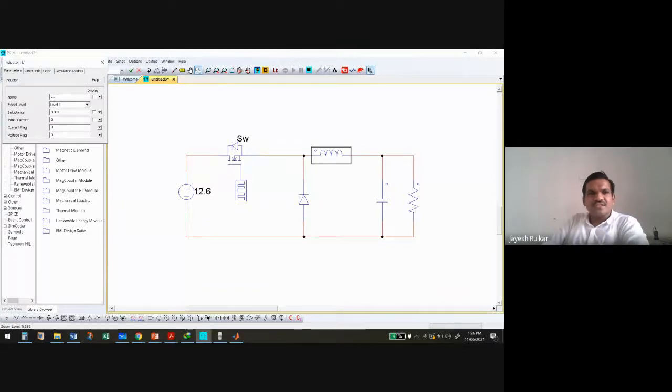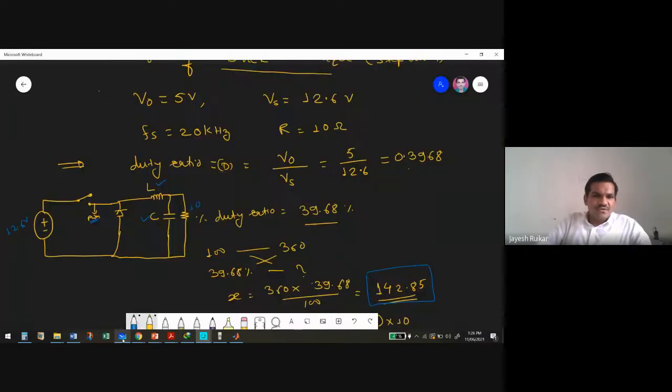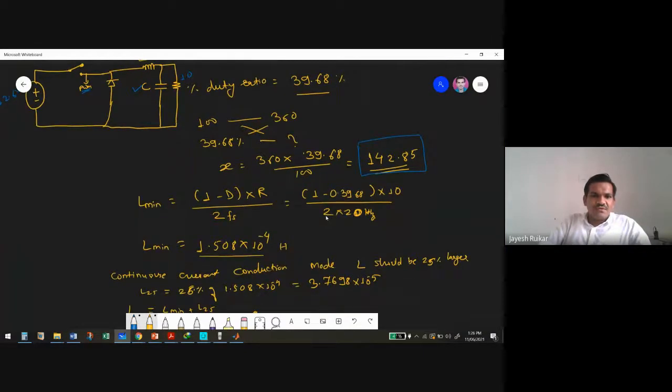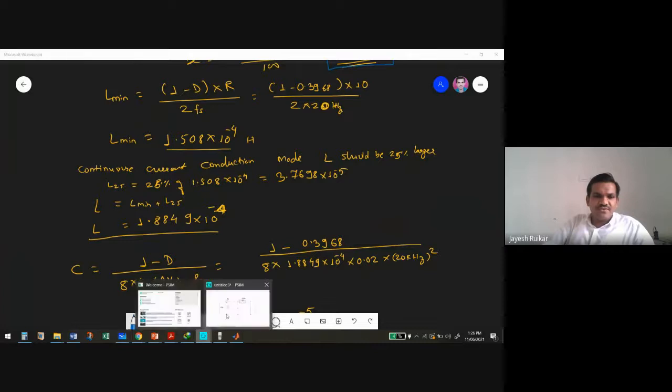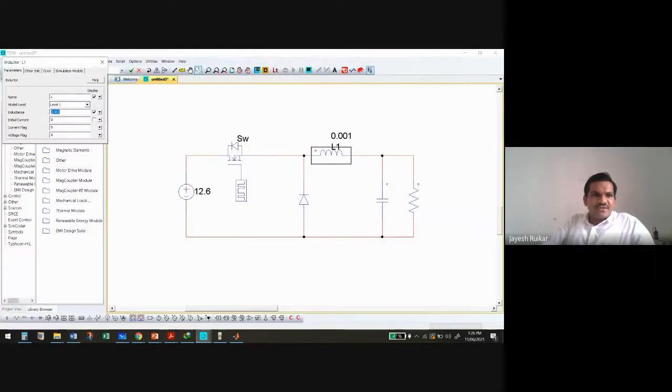This is your inductor value. What is its value? So 1.8849 times 10 to the power minus 4. We'll keep this value, 1.8849 e to the power minus 4. Yes, it's minus 4.